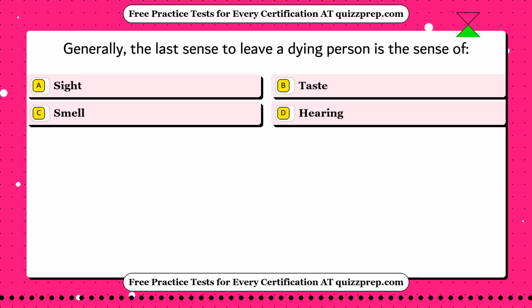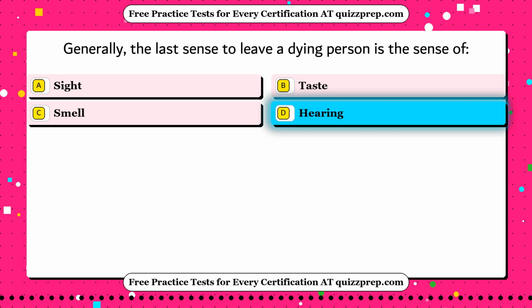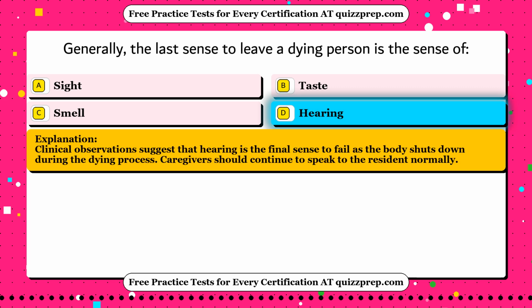Question 34. Generally, the last sense to leave a dying person is the sense of: Option A, sight. Option B, taste. Option C, smell. Option D, hearing. The correct answer is option D, hearing. Clinical observations suggest that hearing is the final sense to fail as the body shuts down during the dying process. Caregivers should continue to speak to the resident normally.